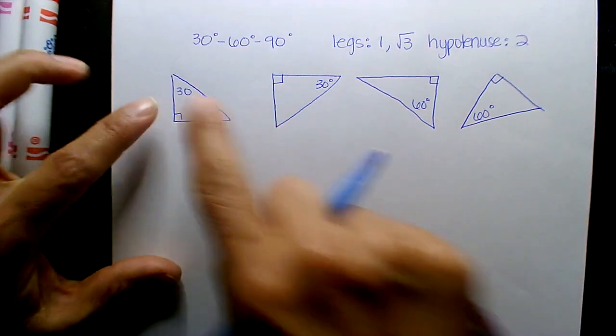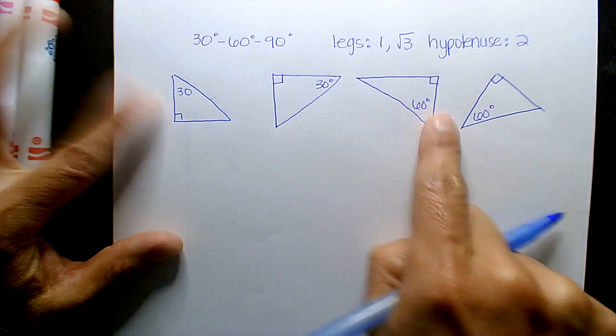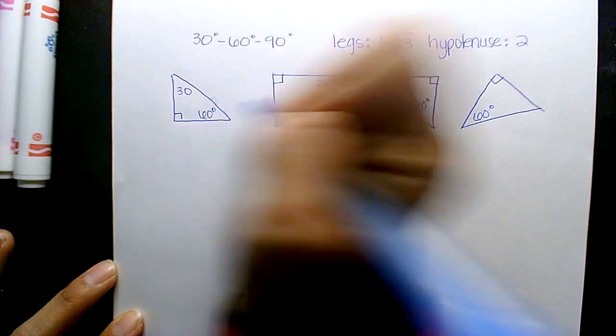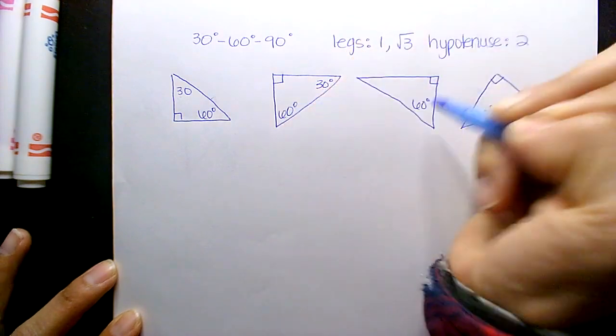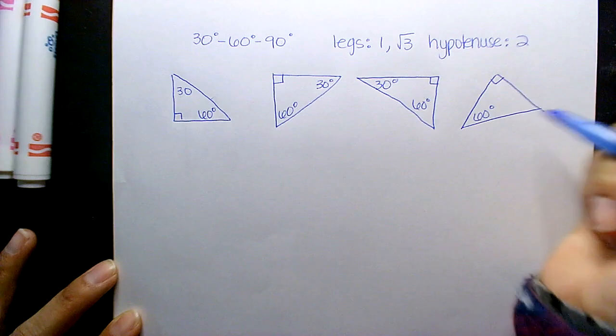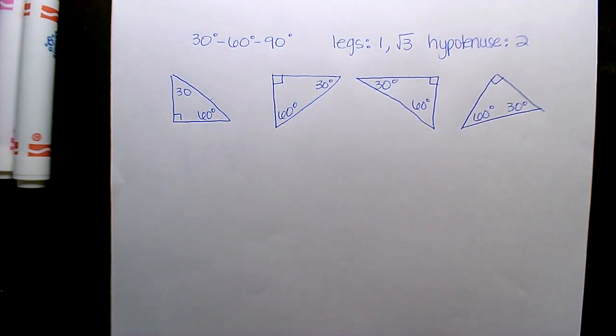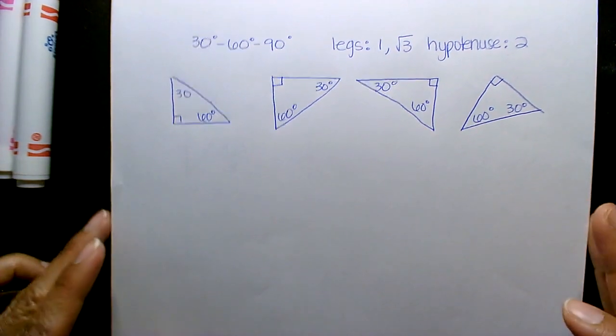Most of the time, you're only going to have one of the angles mentioned. That means the other one is 60. If this is 30, this is 60. If this is 60, this is 30. So you just have to recognize that it's a 30-60-90 special right triangle.